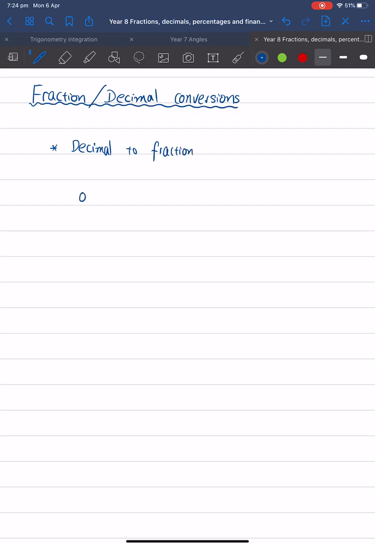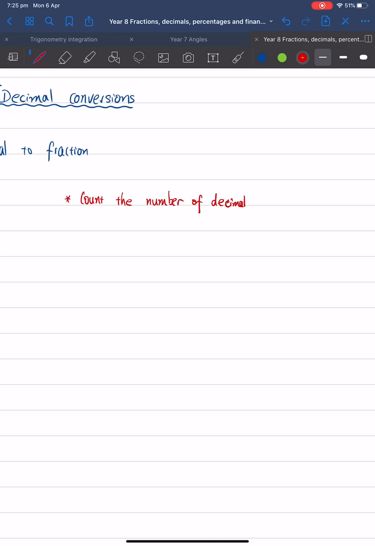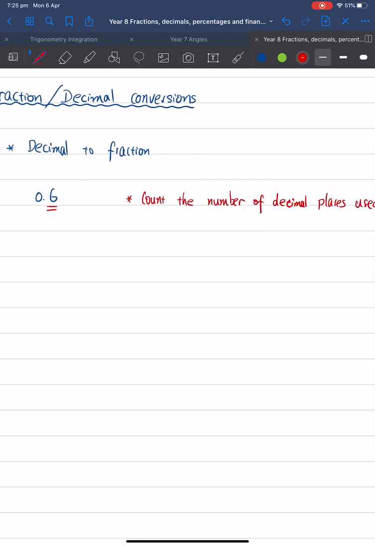If I have the number 0.6, how do I convert this into a fraction? The first step you need to do is look at the number of decimal places used for the decimal number. We need to count the number of decimal places used, and this is really important for us to decide which number to divide by later on. For this question, 0.6 has only one decimal place.